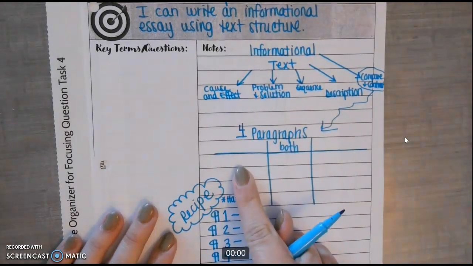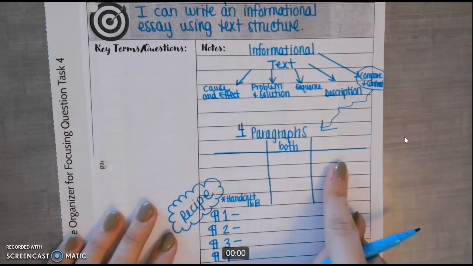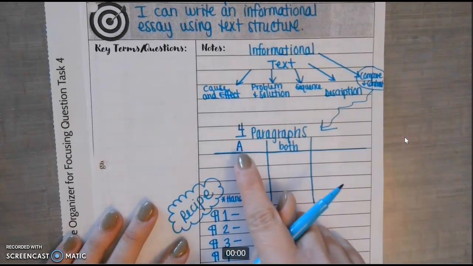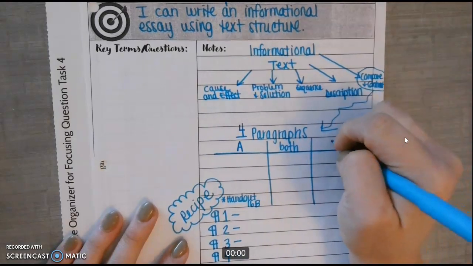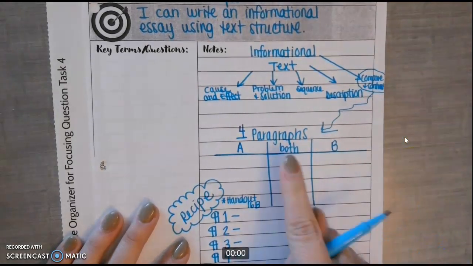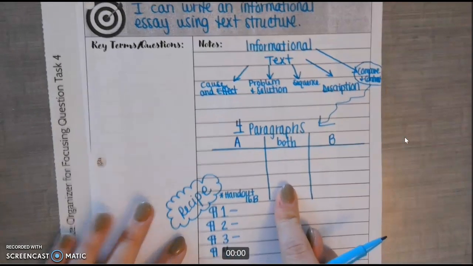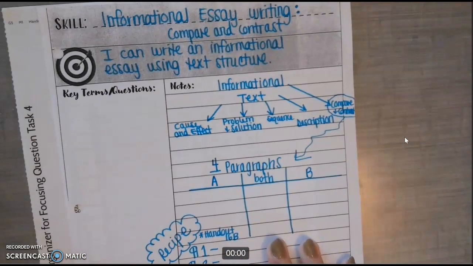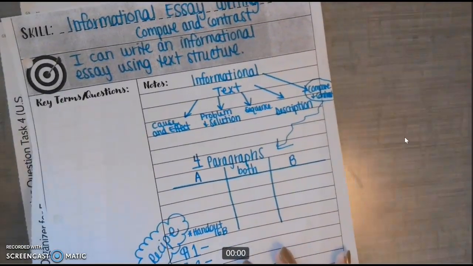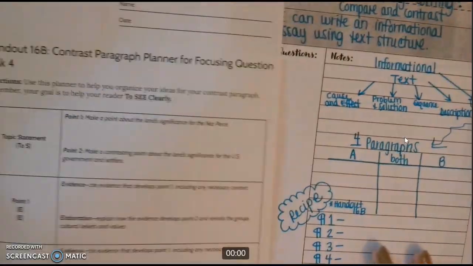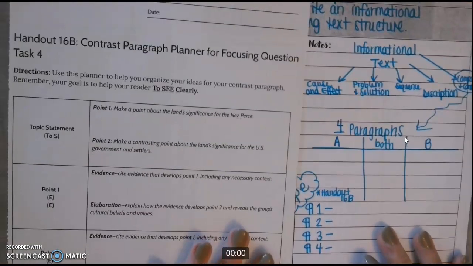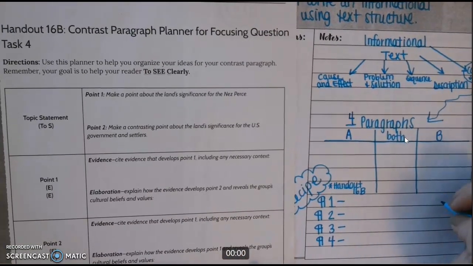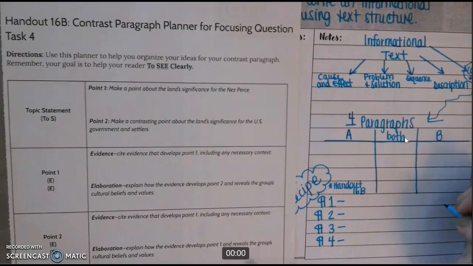Remember that we can use a double T chart to help us organize our information. On one side, we'll put information about how this is different from this, and then how they're similar is in the middle. So for our recipe for this, we can use handout 16B. Go ahead and flip to 16B. We need to switch it up a little bit, but they want us to be able to see clearly.